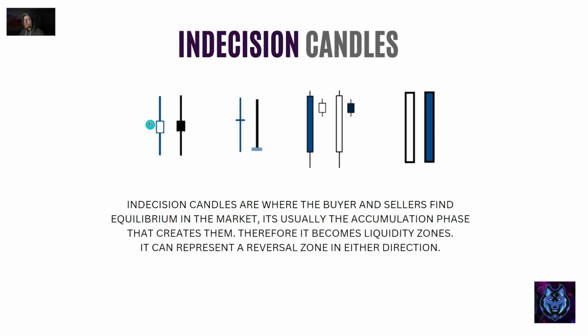These are different kinds of indecision candles. As you can see, they've got small bodies with big wicks, or just bodies with no wicks. Familiarize yourself with these candles to make sure you can spot and mark them out, especially when it comes to these massive momentum moves in the market. Indecision candles are where the buyers and sellers find equilibrium. It's usually the accumulation phase that creates them. Therefore, it becomes liquidity zones. It can represent a reversal zone in either direction.